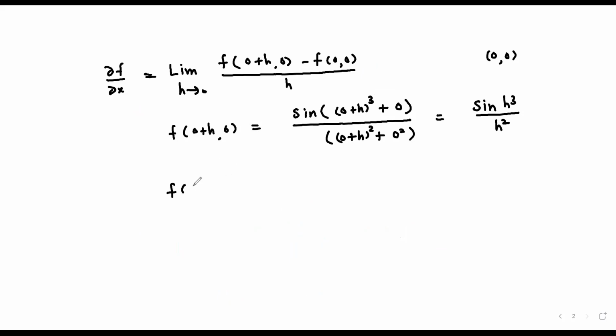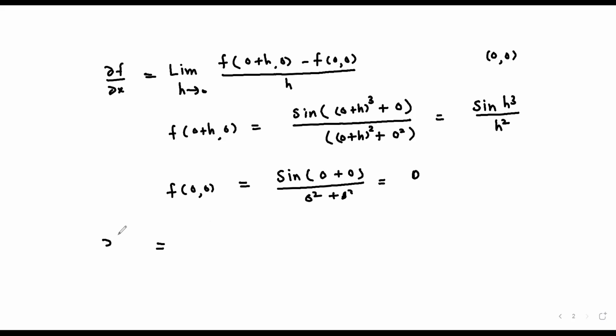Now we will find f of (0, 0), which is equal to sine of (0 cubed plus 0 to the power 4) divided by (0 squared plus 0 squared), which is totally 0. So sine of 0 is equal to 0. There is no need to put this. Now we will put these two values here.